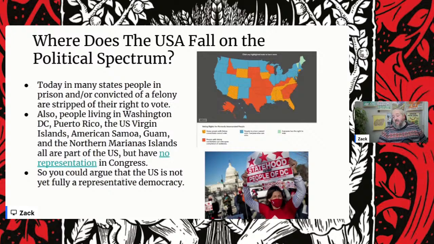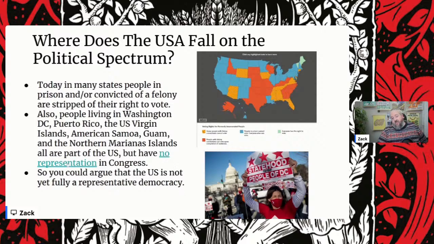So you could argue the U.S. is not yet fully a representative democracy because not all of its citizens have representation. Even ones who have committed no crime, have done nothing wrong, just where they happen to be born means that they do not have a representative in Congress.